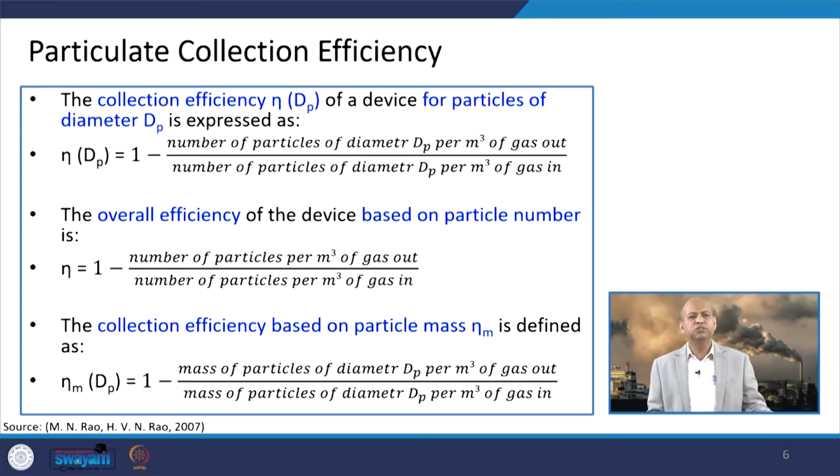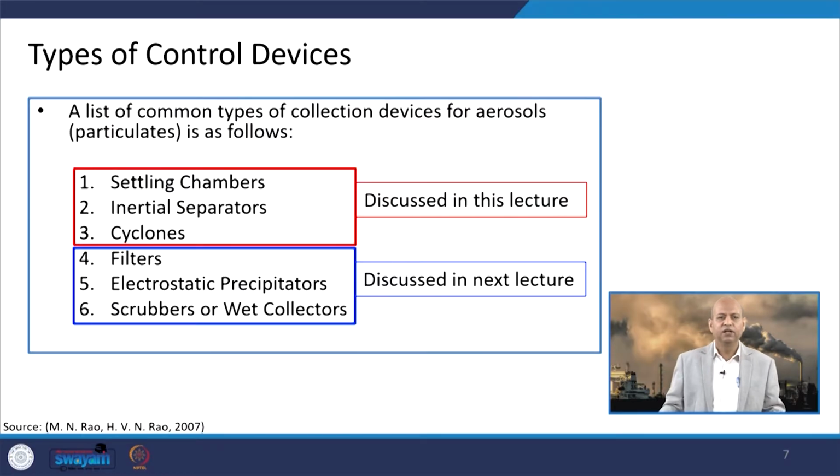If you want to see the collection efficiency based on particulate mass, this eta m, mass related, then it can be defined as the mass of particles of diameter dp per cubic meter of gas going out divided by the mass of particles of diameter dp per cubic meter of gas coming into that device. So, that is the overall efficiency relationship which we generally use, because it will be used later on to calculate the efficiency.